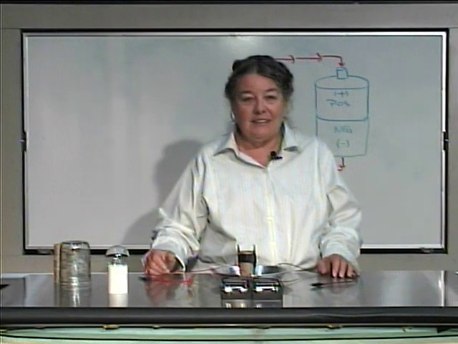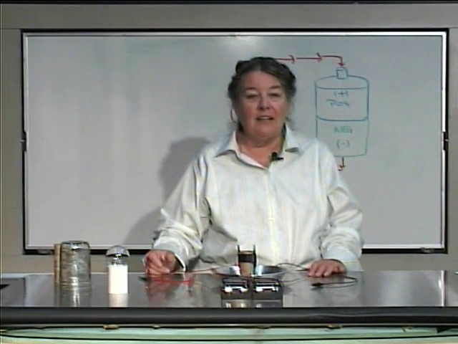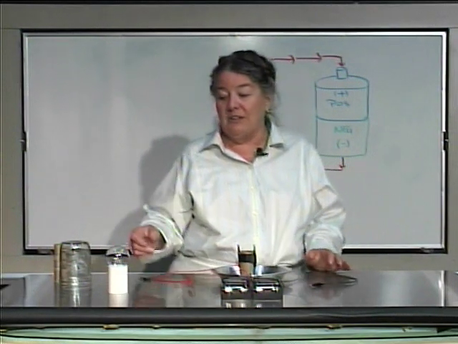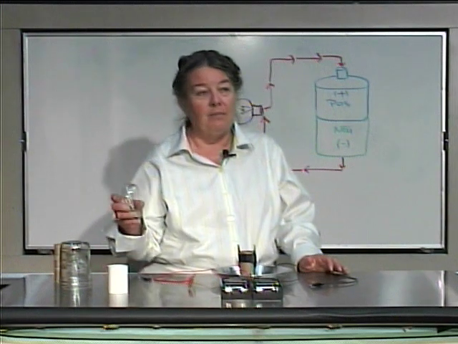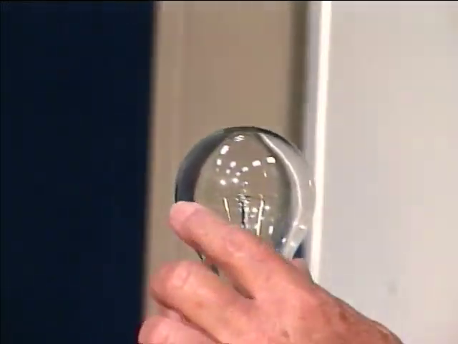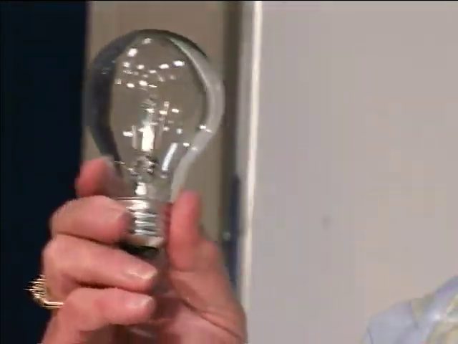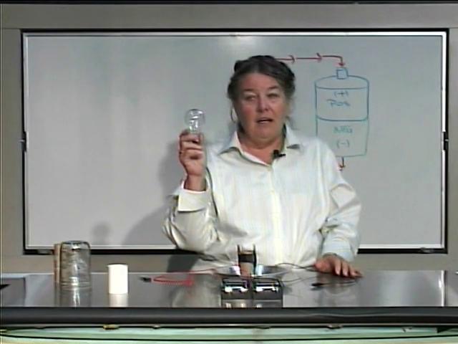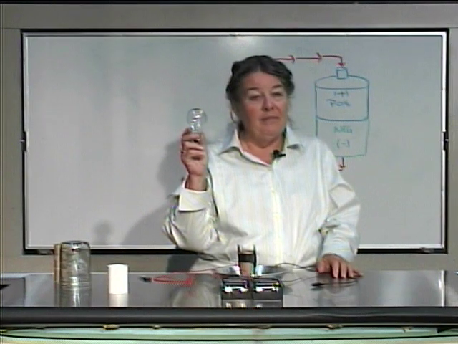Good afternoon, class. Today we're going to be studying the science of closed circuitry by using and making our own light bulb. This is an incandescent light bulb which has a tungsten filament. A lot of people think Thomas Edison is the one who created the light bulb.